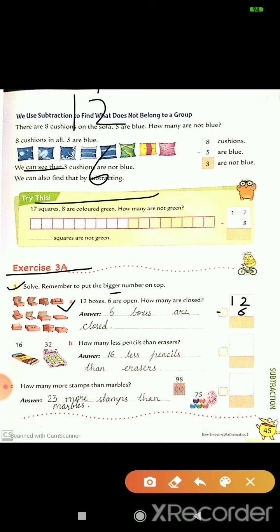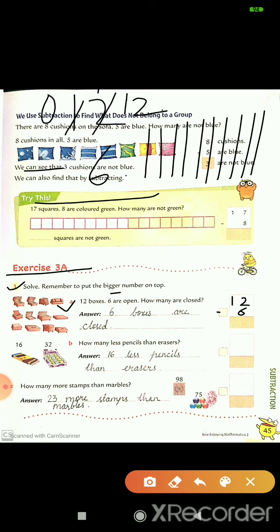We cannot subtract 6 from 2. So what do we need to do? We need to borrow 1 from the tens column. So 1 minus 1 is 0. And here, when we are adding 1 ten to 2, what will it become? 12. Got it, students? Now you can subtract 6 from 12. 1, 2, 3, 4, 5, 6, 7, 8, 9, 10, 11 and 12. You have to take out 6. So 1, 2, 3, 4, 5 and 6. How many left? 1, 2, 3, 4, 5, 6.